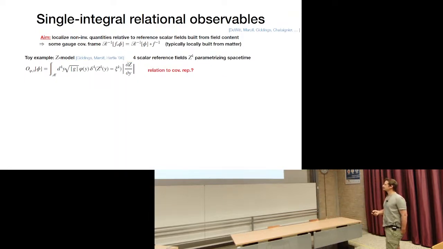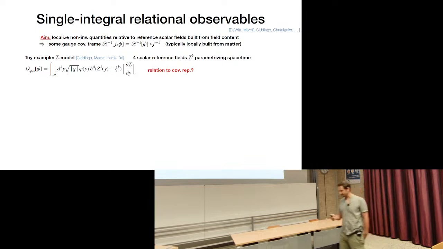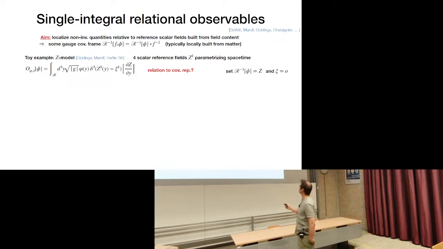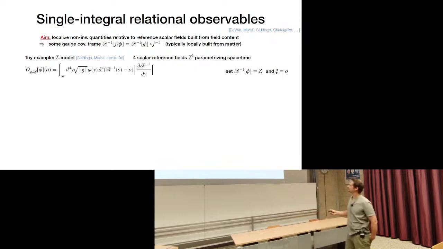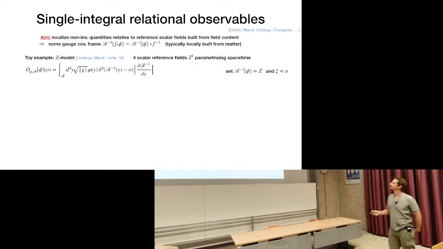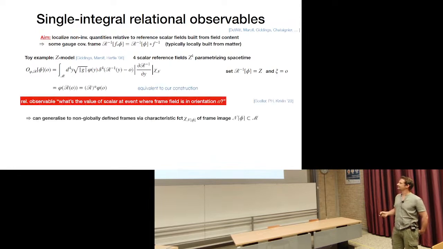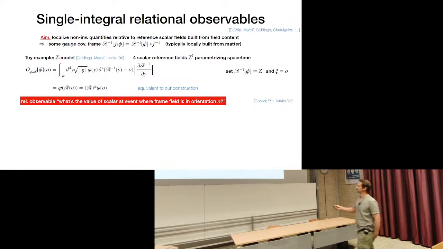What's the relation to the covariant representation? It's pretty obvious. In this case, we just identify these fields with the frame, basically plug that in, and then we just solve the delta function, and then we see, okay, it's just exactly the same observable that we had before for this case of a scalar field and frame fields that are globally defined.